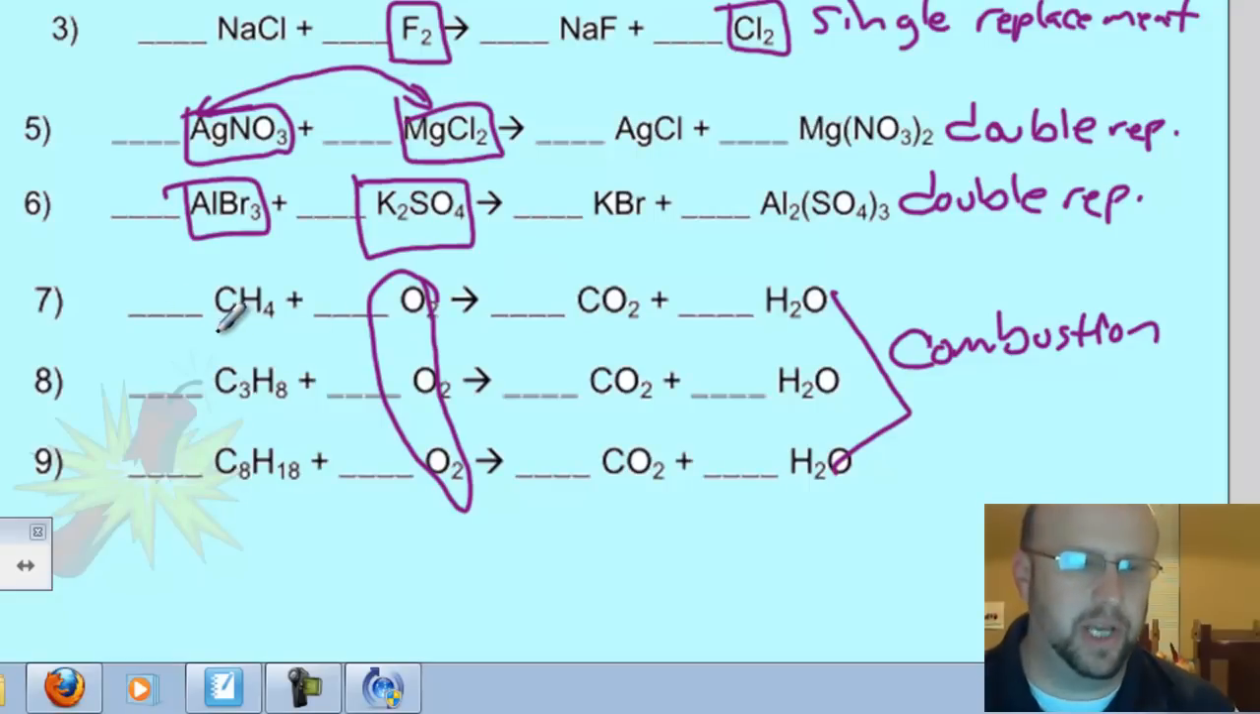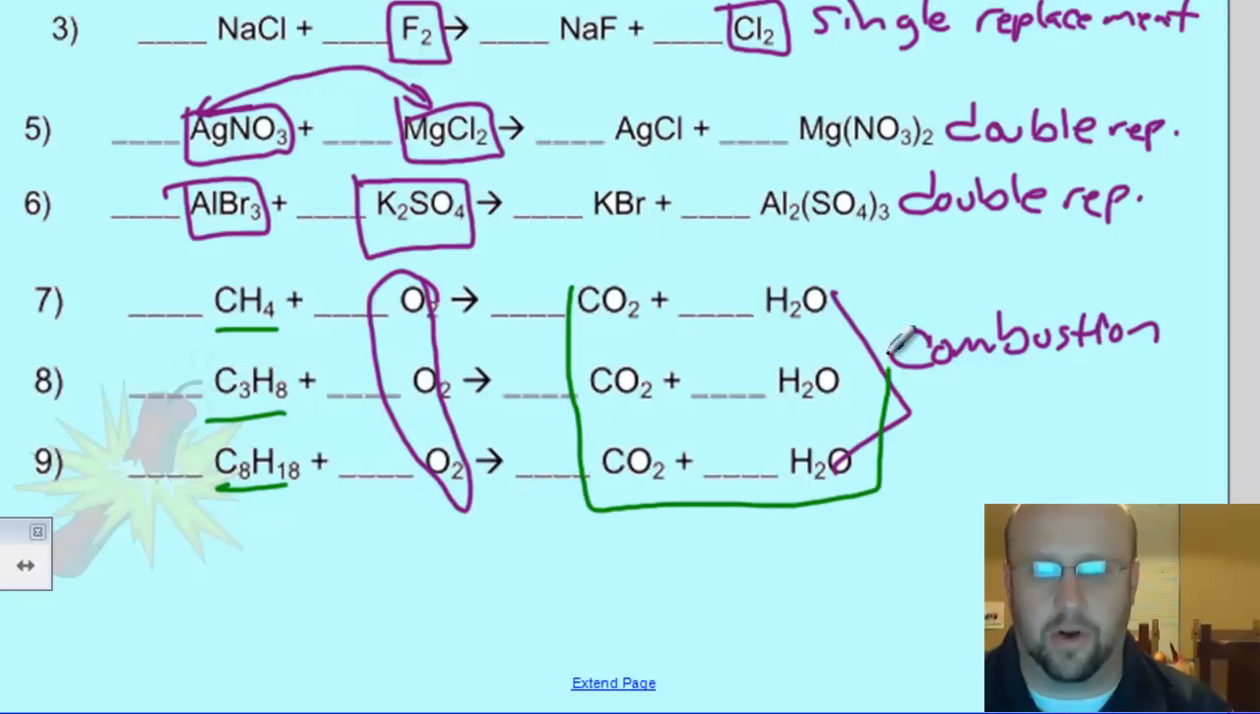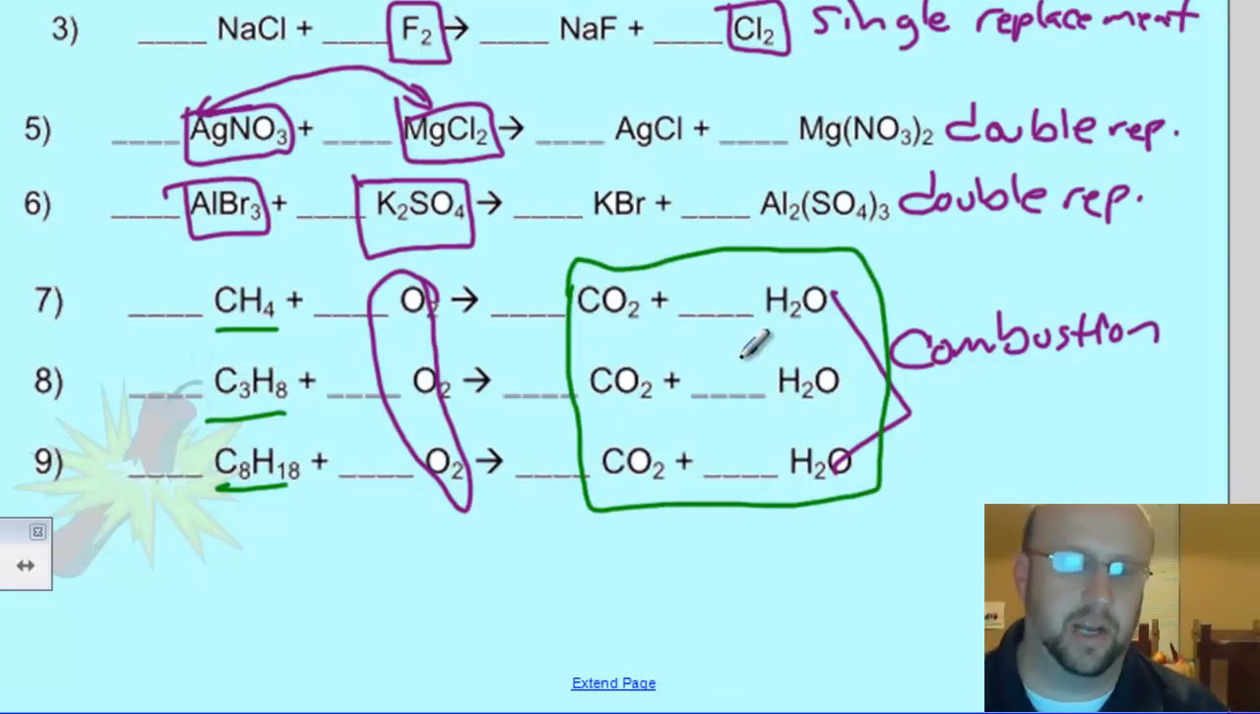But the other pretty good hints are that there are hydrocarbons as reactants. Hydrocarbons are usually going to undergo combustion reactions as far as what we're doing. And then when you get to the product side, the products on all of these are carbon dioxide and water, and that's always the products of hydrocarbon combustion.